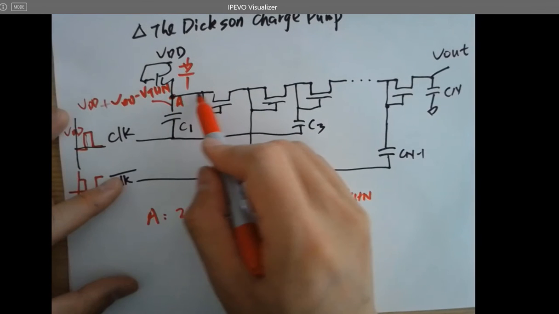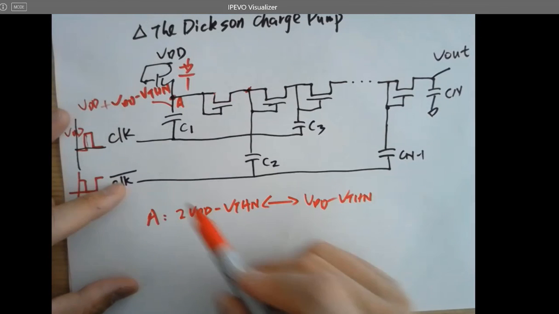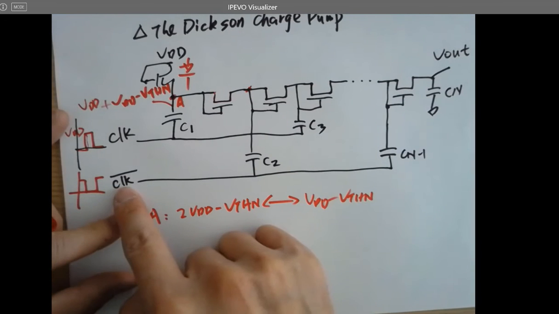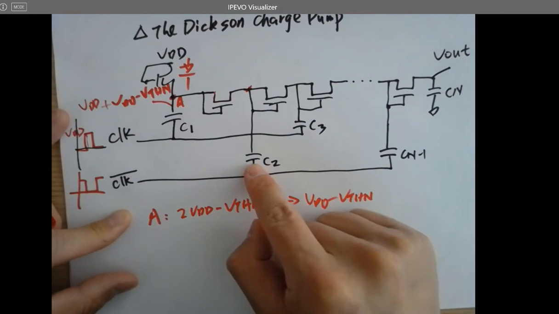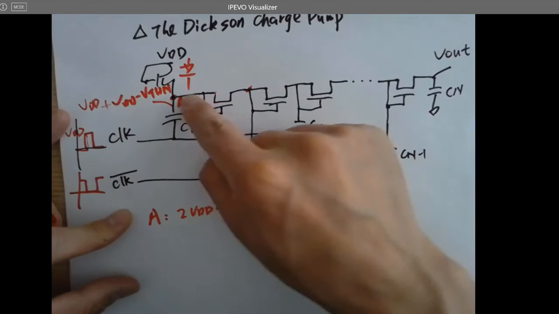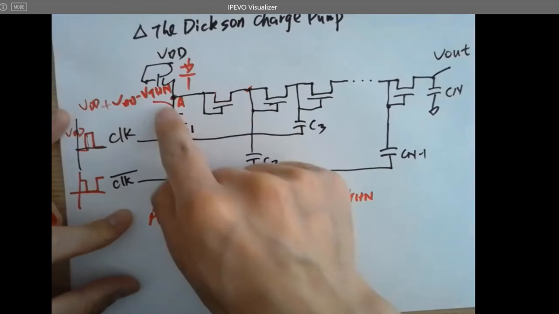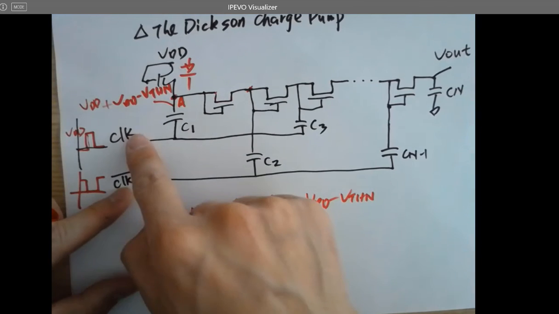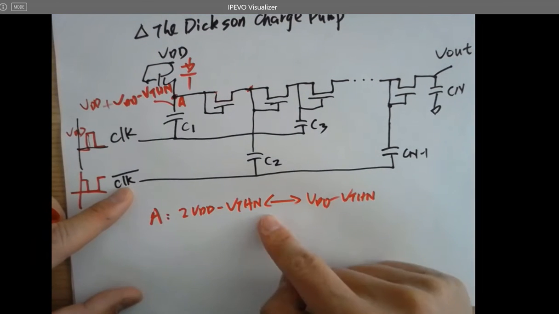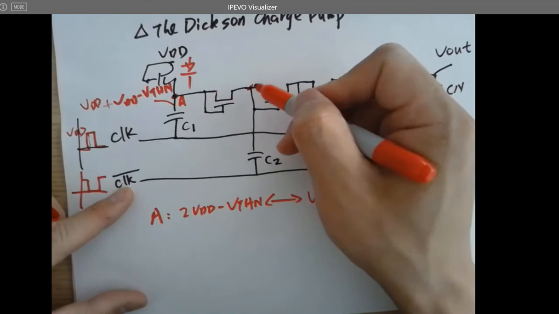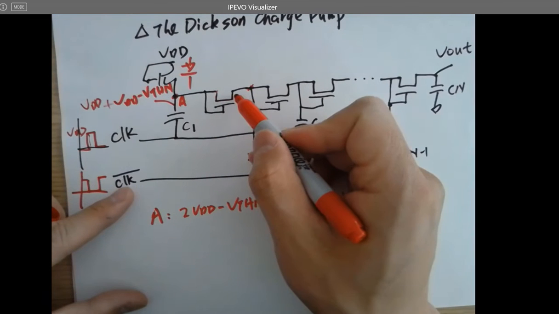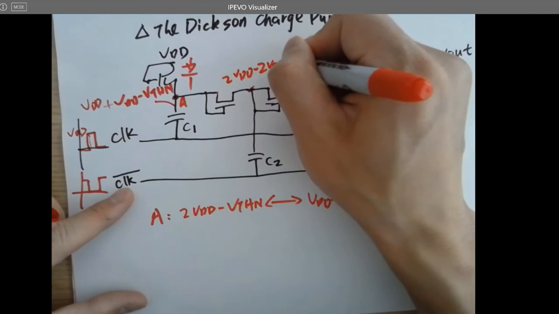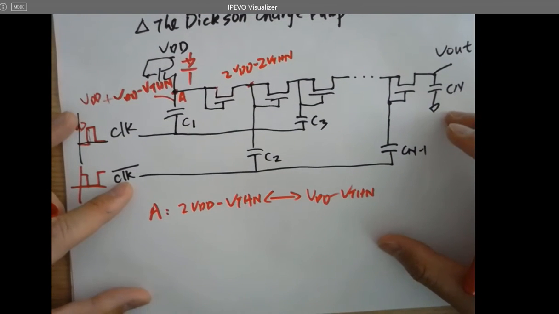And this voltage will be transferred to here whenever this is low. So whenever this clock is pulling charges from this side of the cap, it's going to charge up the other side of the cap from here. Because whenever this is low, this is high. Whenever this is high, this is 2 VDD minus VTHN. So the 2 VDD minus VTHN will be transferred to here, plus another VTHN drop. So that will be 2 VDD minus 2 VTHN as the highest.